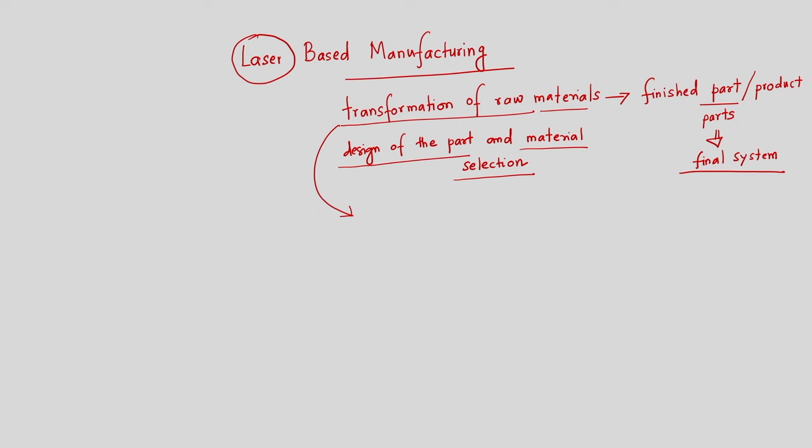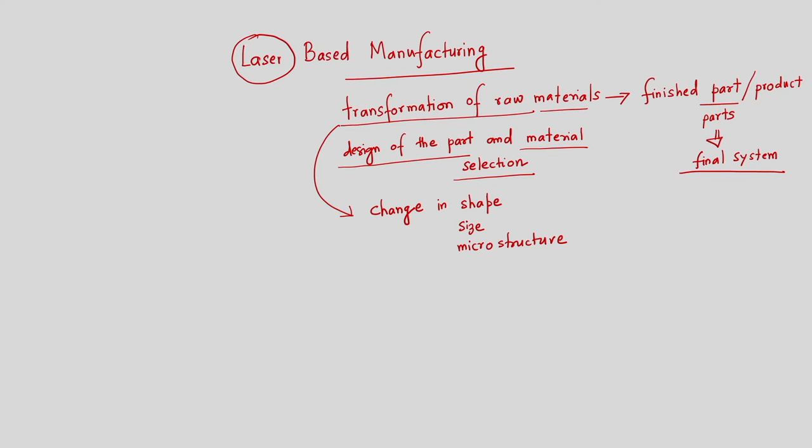Well, what do we mean by transformation? What exactly are we doing in the transformation? In transformation, we are changing the shape of the raw material. We are changing the size of the raw material. Then, in some of the processes, there is a change in microstructure as well. For example, in the metal sheet rolling operation, there is grain refinement. We are reducing the thickness of the sheet, and simultaneously there is a change in the microstructure as well. Then, in the casting operation, when we pour the molten metal inside the mold cavity, it gets solidified, and during solidification there is a change in the microstructure of that metal.